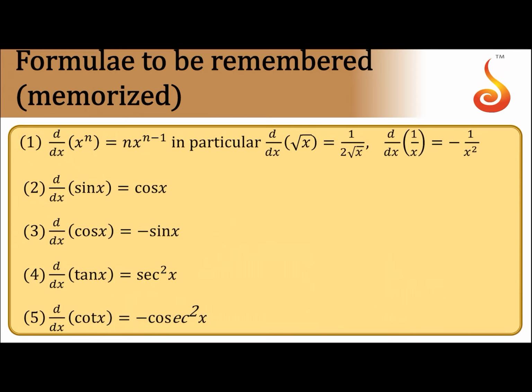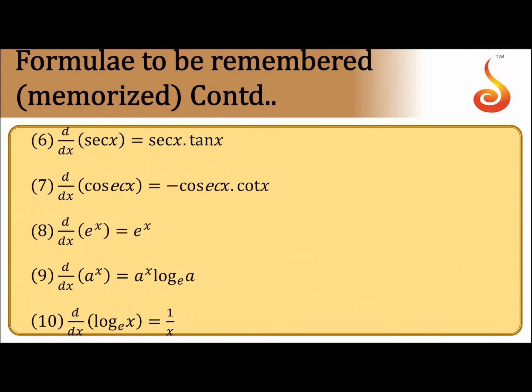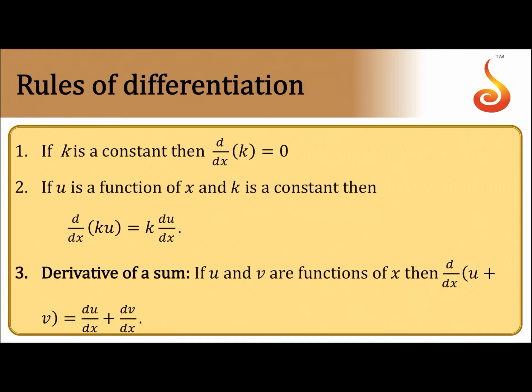We know the standard formulae from the previous classes. I am just brushing up the formulae. x to the power n, derivative n x to the power n minus 1. Root x, derivative 1 by 2 root x. This is a special case. 1 by x, derivative minus 1 by x square, helps us in simplifying. And these are the trigonometric functions. Sine derivative cos, cos derivative minus sine, tan derivative secant square, and the remaining trigonometric functions. e power x derivative e power x, a power x derivative a power x log a, log x derivative is 1 by x.